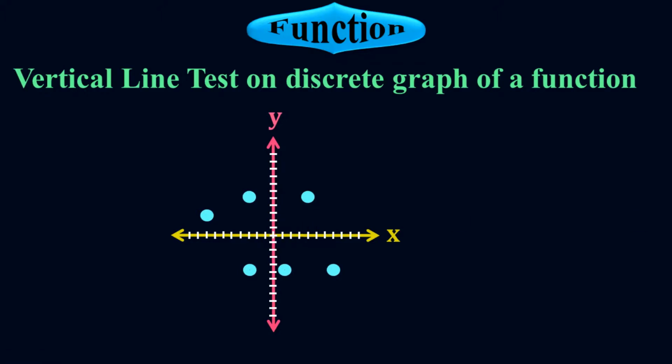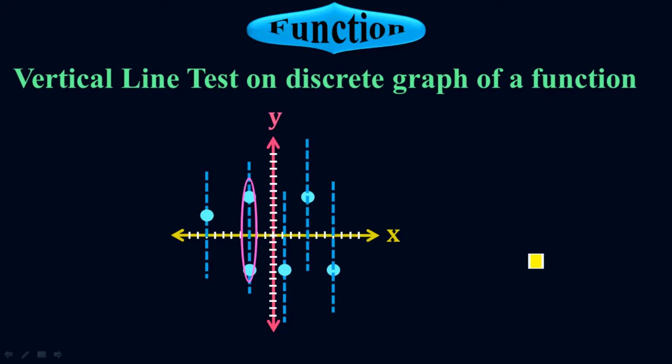Let me try how to do the vertical line test here. I pass the vertical lines through different points. I have a problem only at this point because the vertical line touches the graph at 2 points. For the rest of the vertical lines, I have no issue. Because look, it touches the graph only at this point. It touches the graph here only, and it touches the graph only at this point.